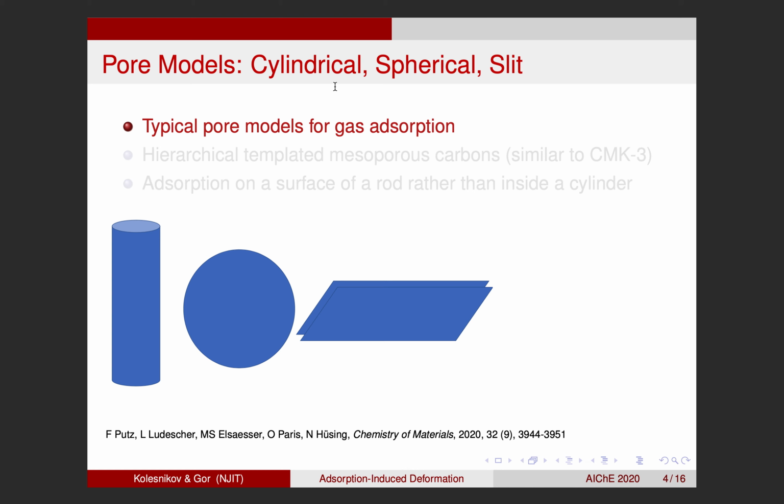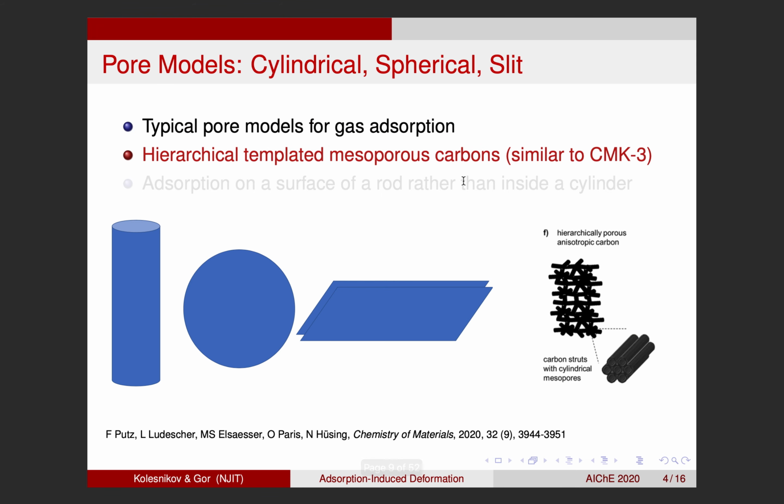Well, in general, when we study adsorption, we typically deal with pretty simple pore models. We assume that the pores in materials are either spherical, cylindrical, or slit-shaped, and these types of models have existed for many decades. And typically when we get, for example, the pore size distribution of materials, we assume that this material is composed of, let's say, spherical pores or slit pores, but rarely go beyond these models.